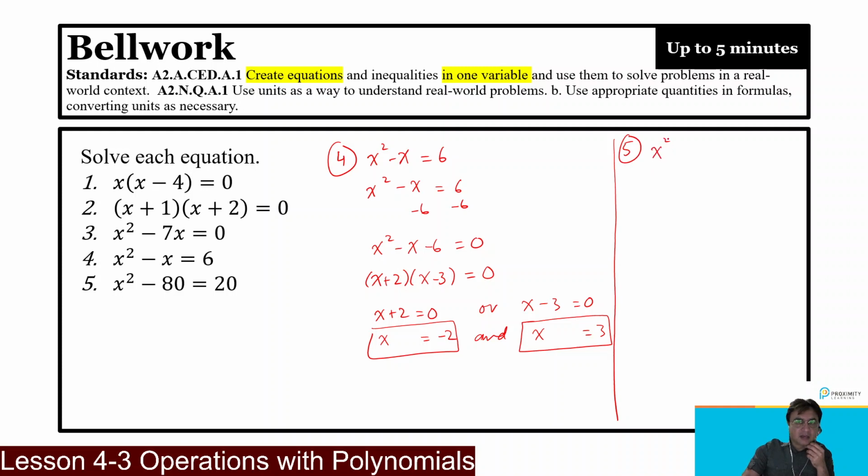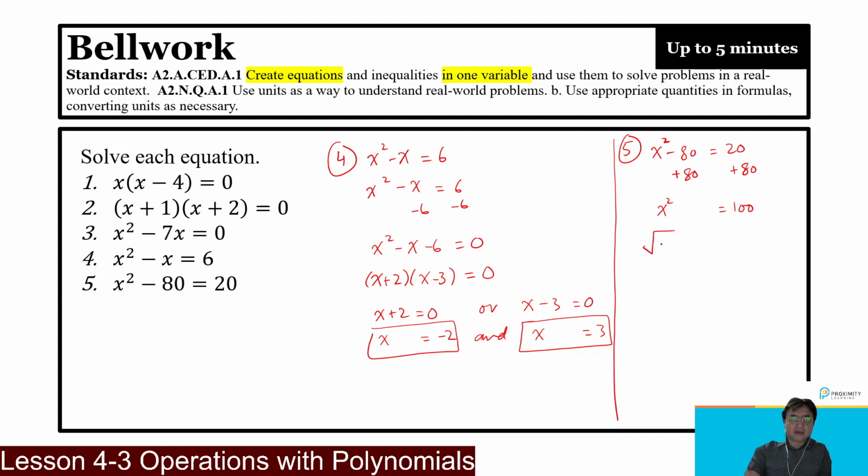x squared minus 80 equals 20. Now here we have an x term, a term without an x, and then another term on the other side without an x. So if I were to just get all the non-x terms on one side, then I could just take the square root of this x squared and get an x. So I'm going to add 80 to both sides. And so I get x squared equals 100.